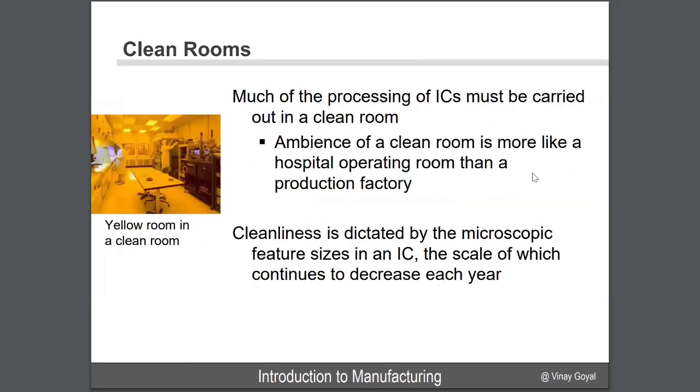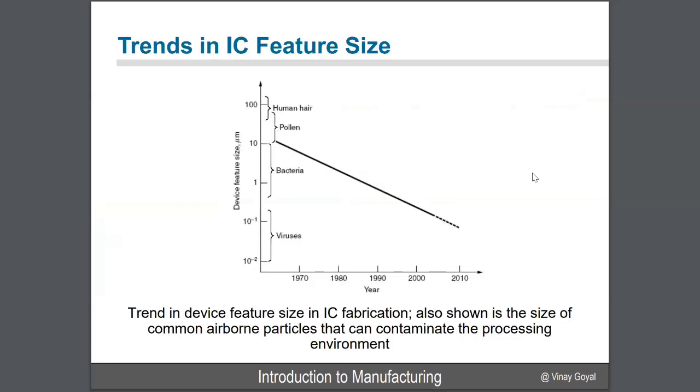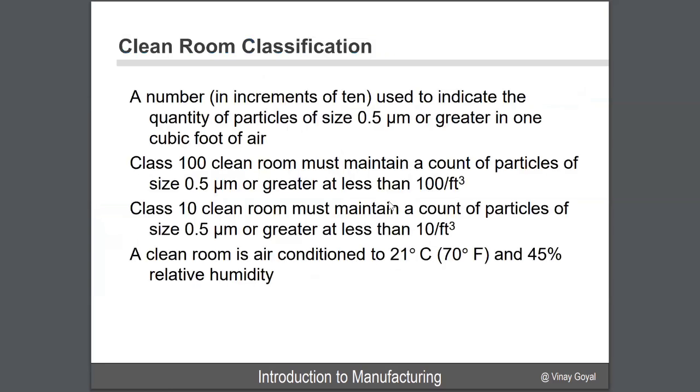We talked about the importance of clean rooms in the fabrication process because the various contamination levels can really affect the feature sizes on an integrated circuit. We talked about how the integrated circuit feature size has dropped over time with each year. And therefore, airborne particles can now contaminate the processing. You have a clean room classification here. We talked about the various classes, class 100, class 10, and so forth.